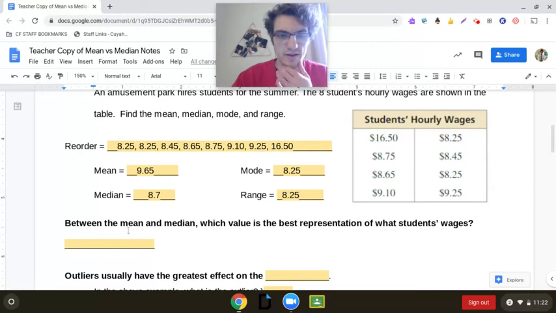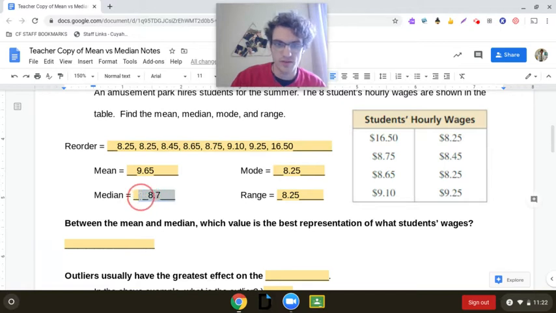So here's where we're going to talk about the best representation. There are 8 students, and most of them are getting paid between $8.25 and $9.25. All right, so most students are around this 8.7 range. But this mean, which is supposed to be the average, I mean, it is the average, is higher than every single student's wage except for one. This student is getting paid a bunch of money for whatever reason.